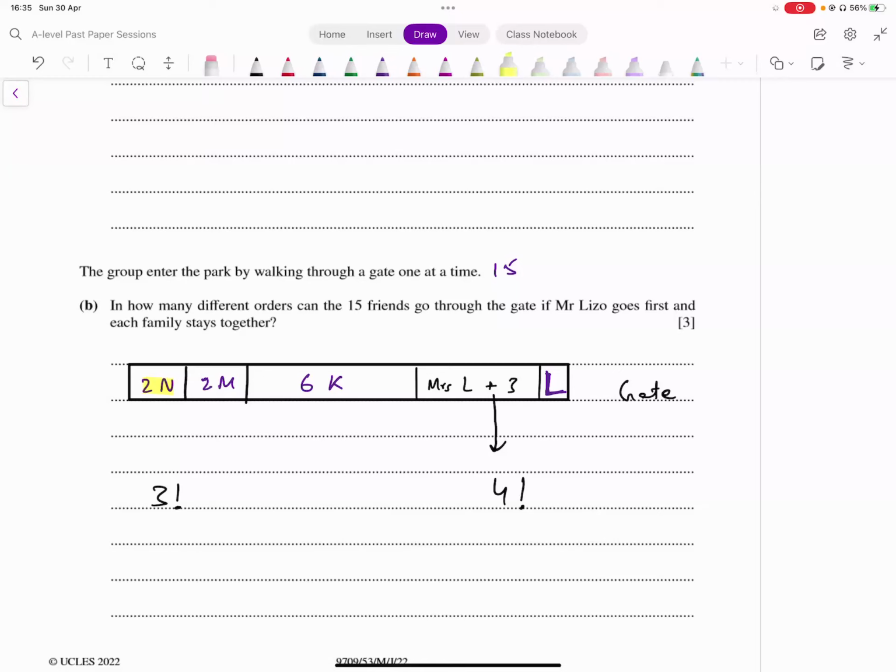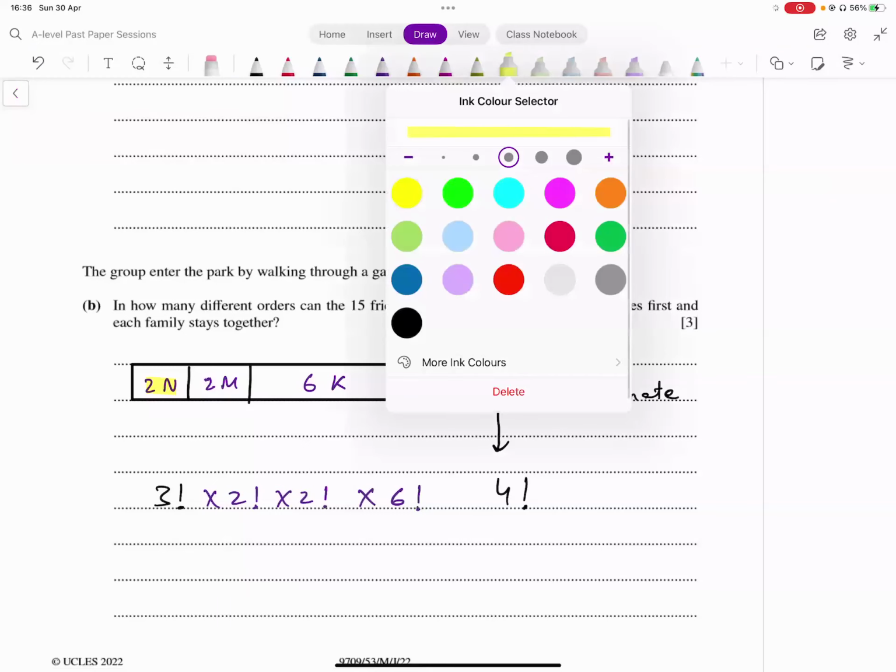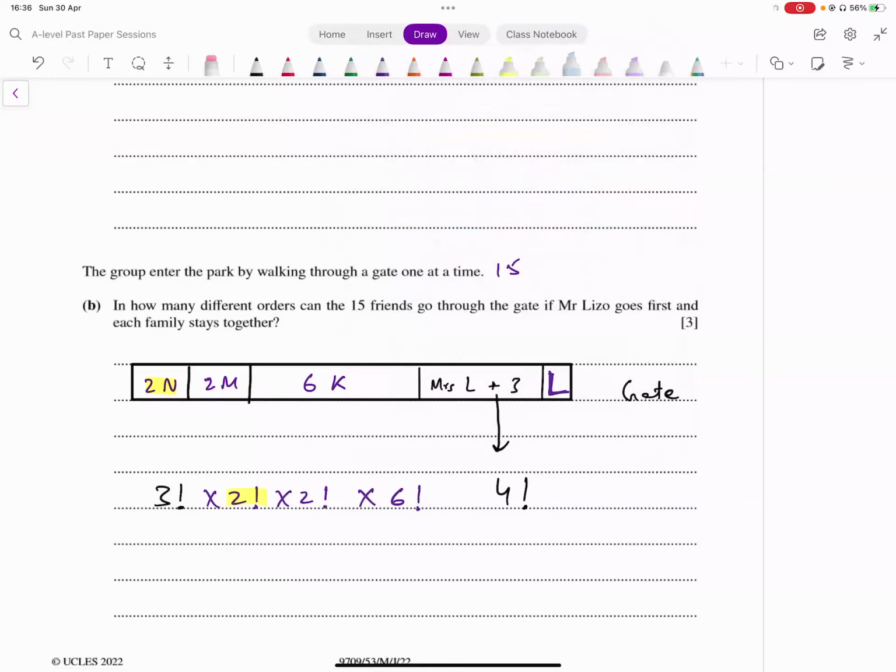We have Mr. and Mrs. Nantis family. In how many ways can they be arranged? 2 factorial. Then Mr. and Mrs. Martin's family, 2 factorial for that. Then Mr. and Mrs. Kenny's family, 6 factorial for that. So we have 2 factorial for this, and then 2 for this, and 6 for this. And 3 factorial for arranging these 3 boxes.